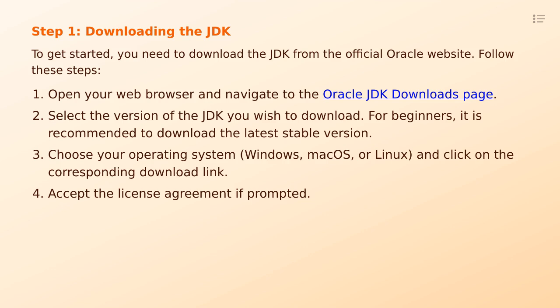First, open your web browser and navigate to the Oracle JDK Downloads page. Next, select the version of the JDK you wish to download. For beginners, it's recommended to download the latest stable version. Then, choose your operating system, Windows, macOS, or Linux, and click on the corresponding download link.